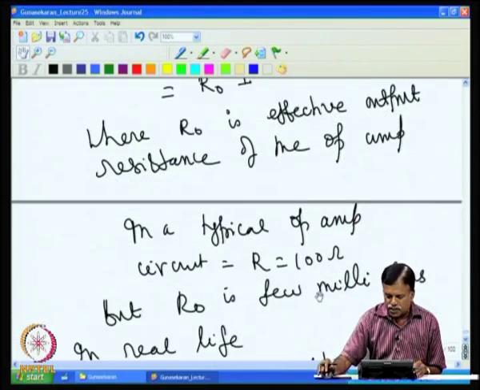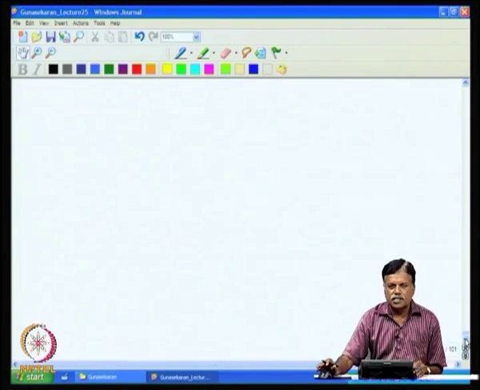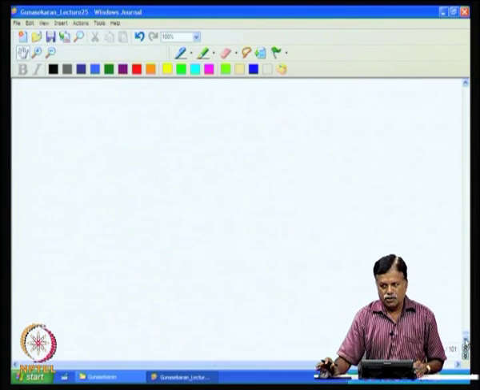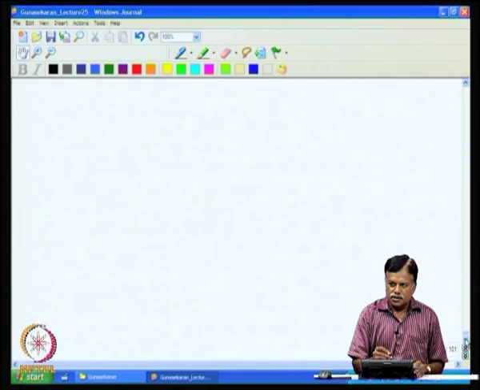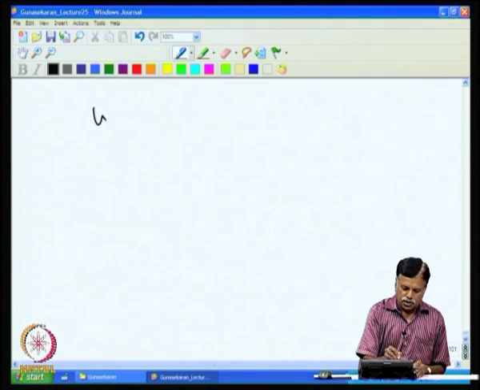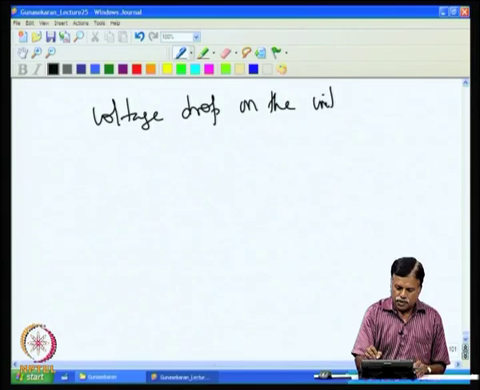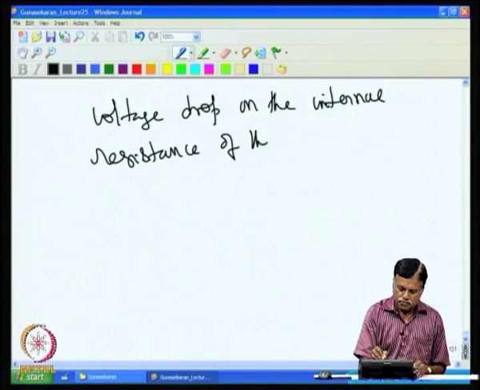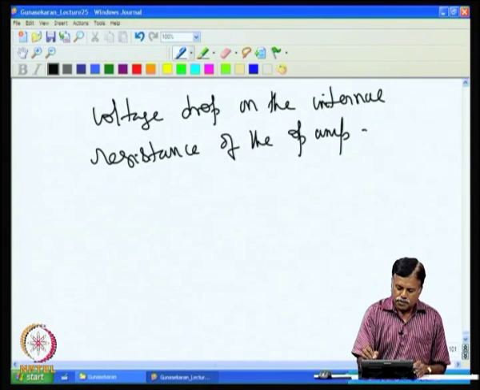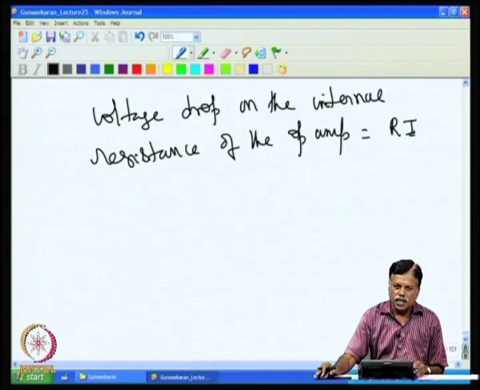So if we can write the equation for this, then we can quantify what is the change that is expected, and then we can also write down what is the expected output voltage change. So we assume that current is I, and the actual resistance of the op amp is R. So the voltage drop on the internal resistance of the op amp is equal to R into I. This is because the current has to go through the internal resistance.